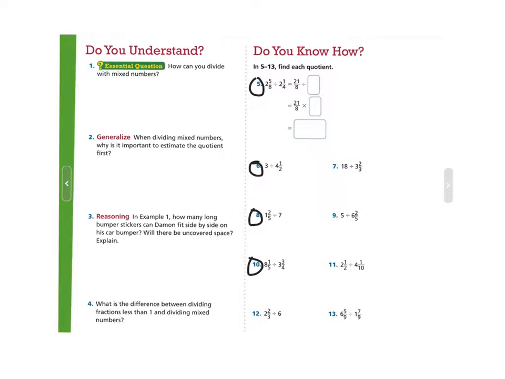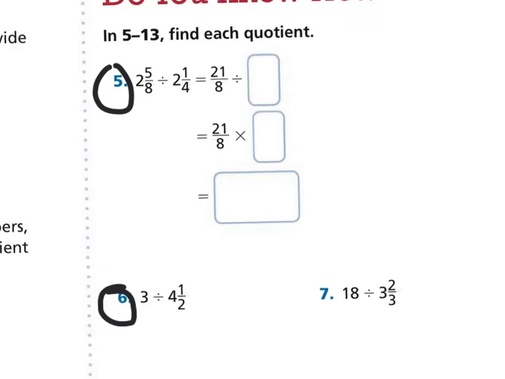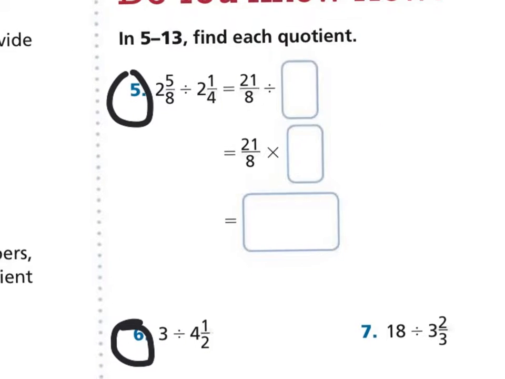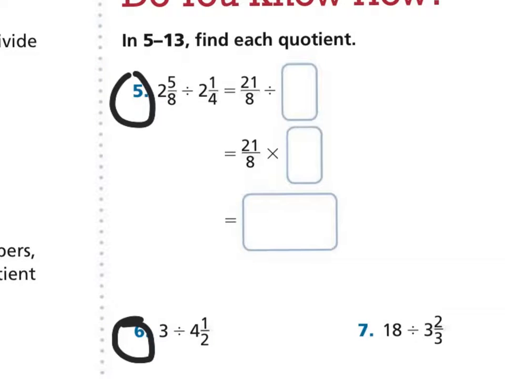So continuing on, dividing mixed numbers. Reminder what we do. We've got to first change our mixed numbers to improper fractions and then keep change reciprocal. Make sure we take our time going through the process here. So we're going to look at number 5 here first of all.